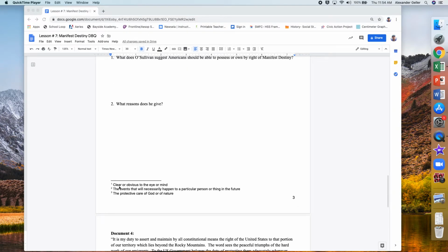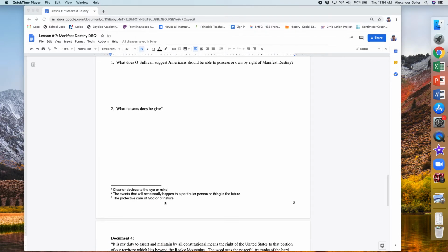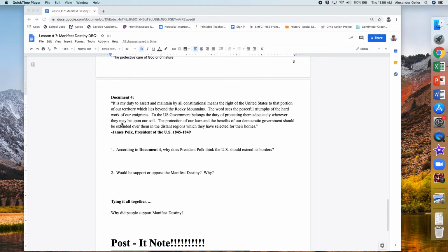Down here, I obviously have a few other definitions to help you out that you can find right here, 1, 2, and 3. Kind of gives you an idea of what they mean a little bit more in depth. Finally, we're going to move on to document 4. So again, you're going to read this passage. This was written by James Polk, President of the U.S. from 1845 to 1849.